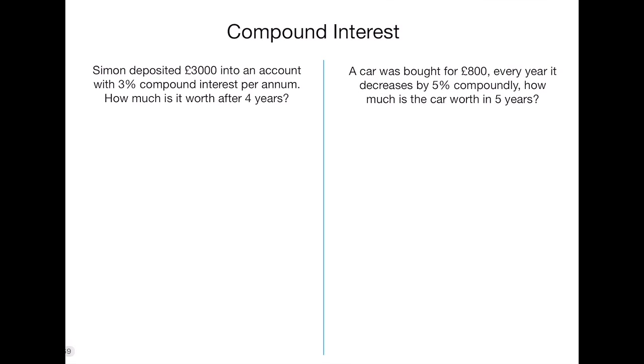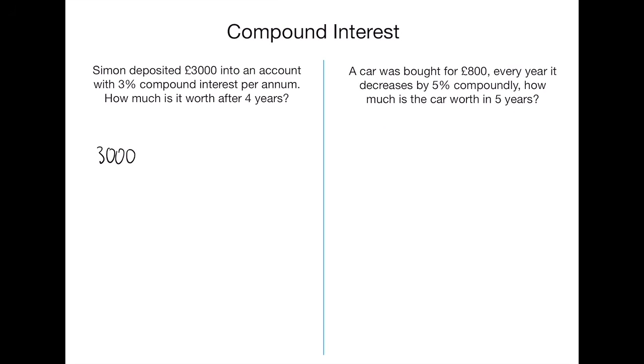Compound interest next. Simon deposited £3,000 into an account with 3% compound interest per annum. How much is it worth after 4 years? So this is going to be an increasing one. So the money is increasing every time. Now you're given the equation for this one actually.